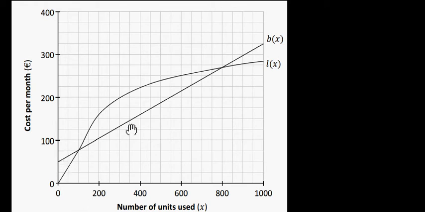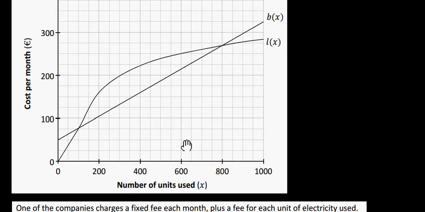So this one here means that you would have to pay 50 euros even if you use no units of electricity, whereas this one here, the L of X one, you just pay for the units that you actually use, but it does rise a lot steeper here at the beginning anyway. So let's have a look at the types of questions we're going to be asked.